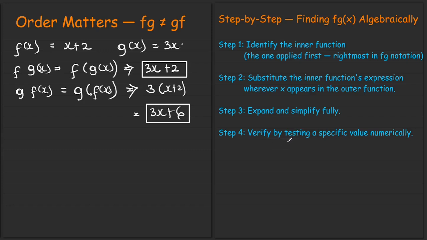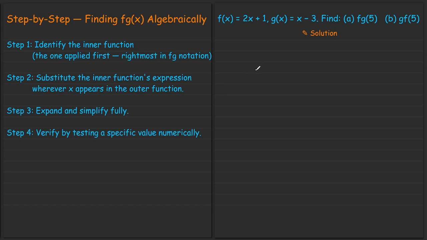Here are the steps. So with these, let's solve some questions to enhance our understanding. Our first question says f of x equals 2x plus 1, and g of x is x minus 3. You have to find f of g of 5 and then g of f of 5. How do we evaluate this? There are two ways we can do it.